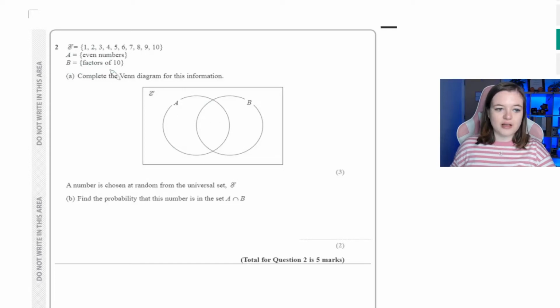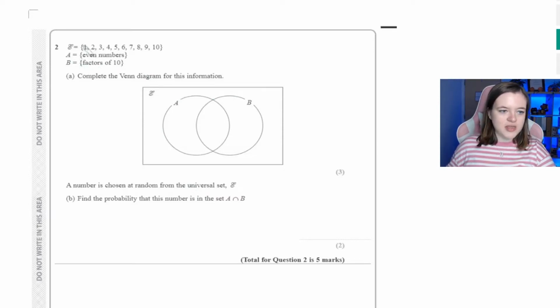And then this means everything in this B circle has to be a factor of 10. And therefore, the things in both of the circles, in this middle bit here, the intersection, are both even and factors of 10. And everything in the rectangle, but not in the circles, is neither even nor a factor of 10. So they're neither. Cool, then let's get started. So let's go through these numbers.